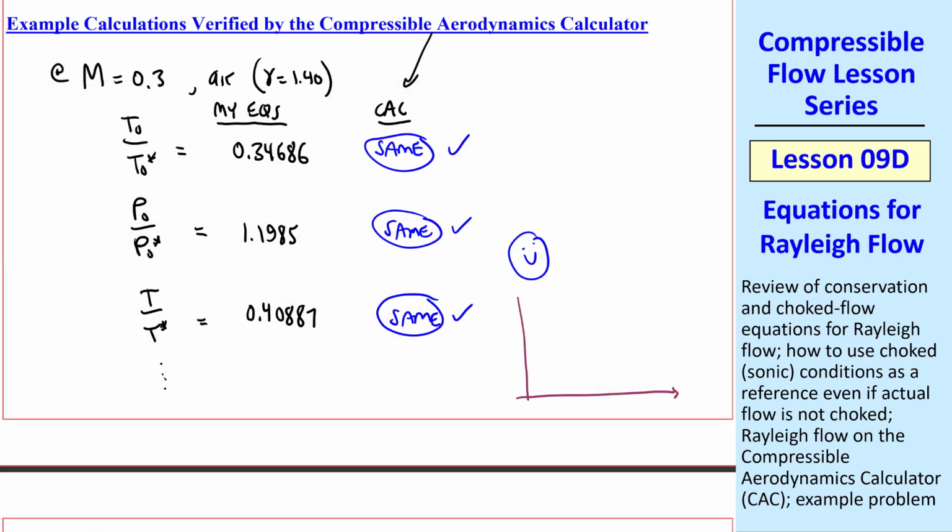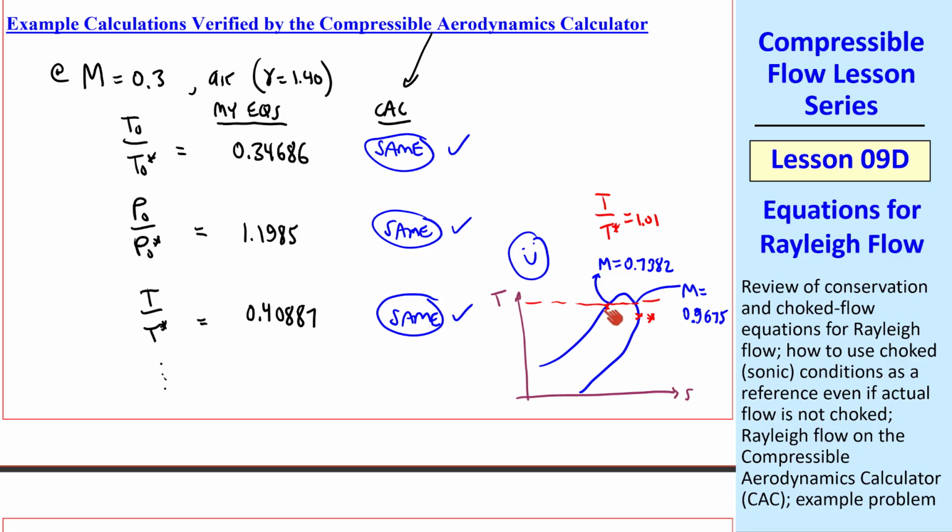This is because the Rayleigh curve is double valued up here, where for the same temperature ratio, where I put in T over T star equal 1.01, a little bit above the critical value, we had M equal 0.7382 and M equals 0.9675, a double value of M, even though both of these are subsonic. You would first get to this one, reach maximum T, enter the strange zone, and then get to this one before hitting the critical value.